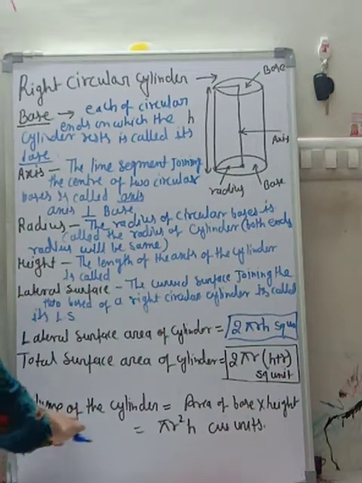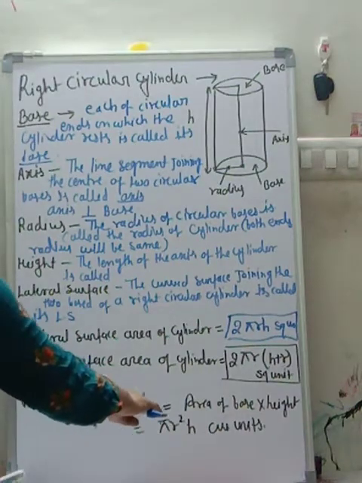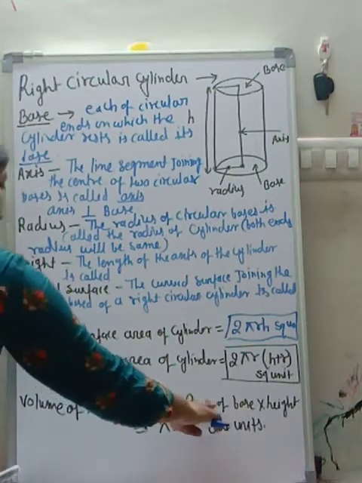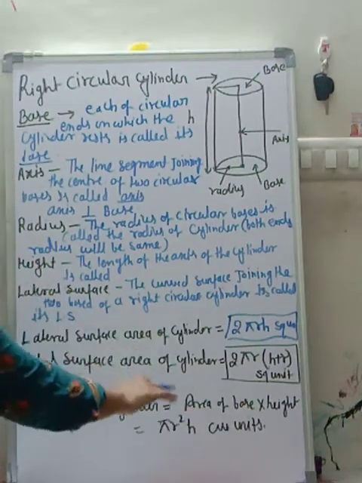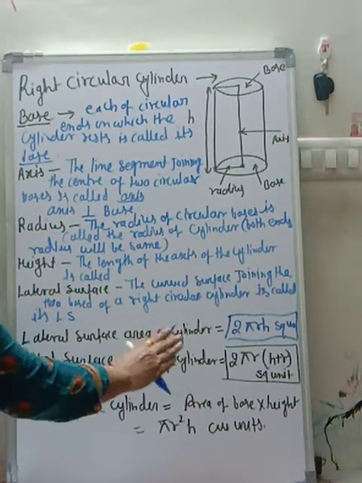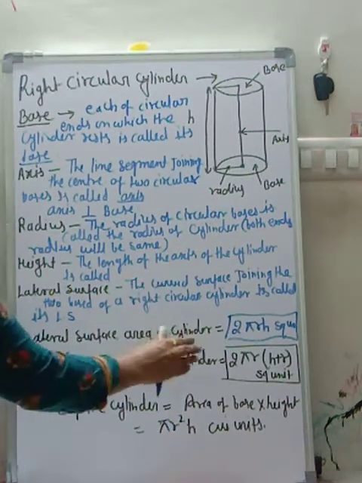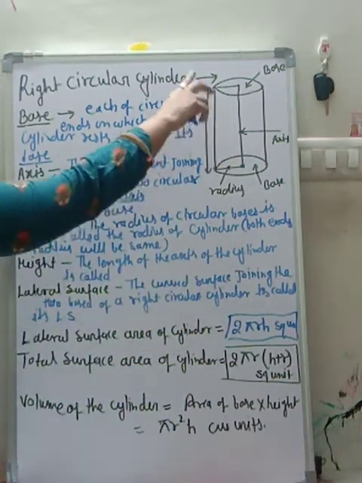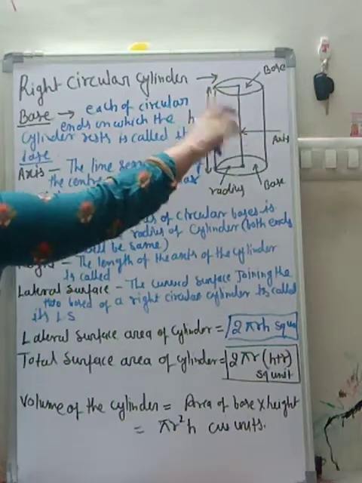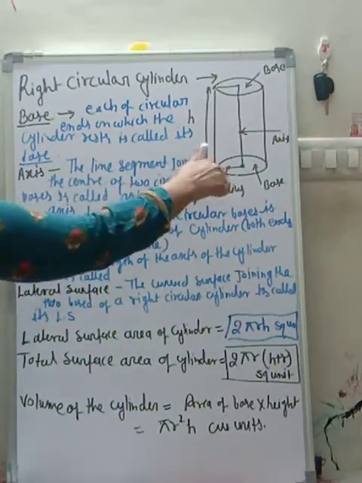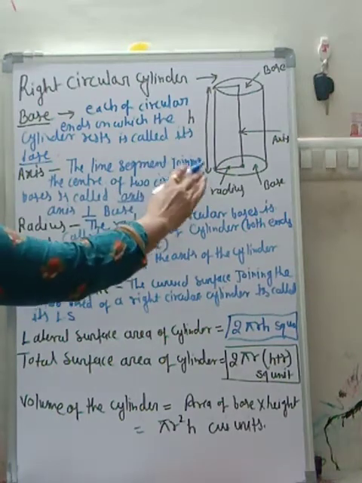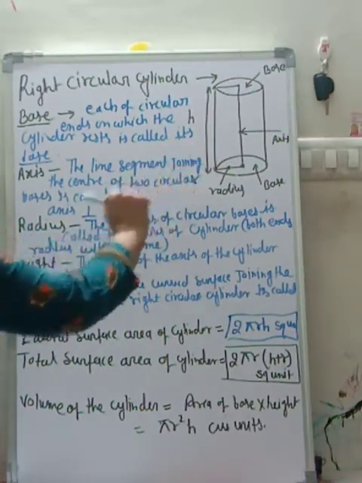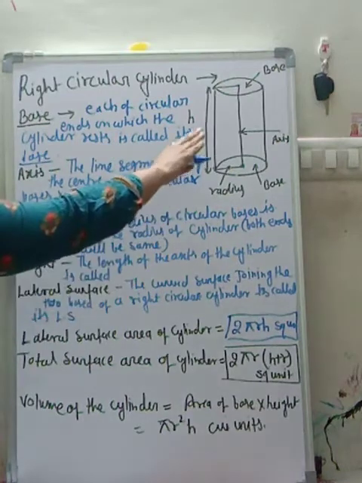Now you can find the volume of the cylinder. So the volume of a cylinder is equal to the area of the base into height. We know that a right circular cylinder can be built up using circles of the same radius. Both circles, both bases, the radius will be equal. So let h be the height and r be the radius of the right circular cylinder. So the volume of the cylinder you can measure.